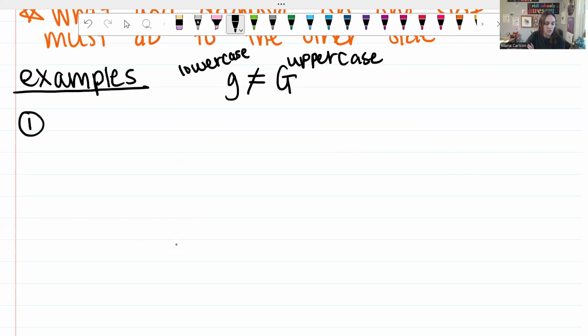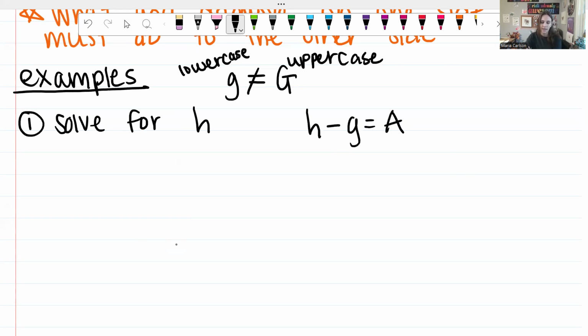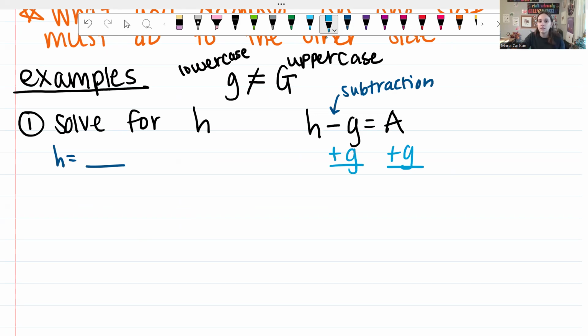Number 1, solve for h. The equation we're going to solve is h minus g equals uppercase A. So looking at what is going on with h, our goal is to get h completely by itself, and we have this subtraction happening. So I need to undo that by adding this g, not just to the left side, but also to the right. If it helps you, you can always divide this equation in half through the equal sign to remind yourself that what you do to one side, you have to do to the other.